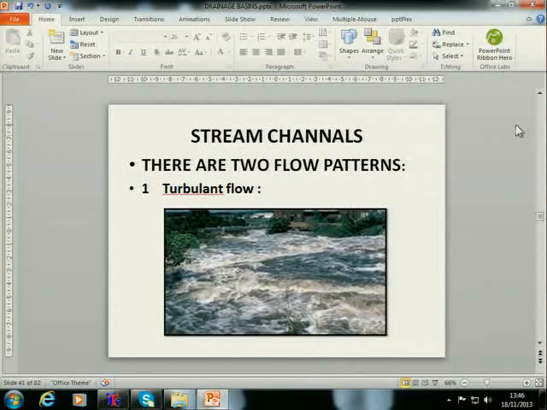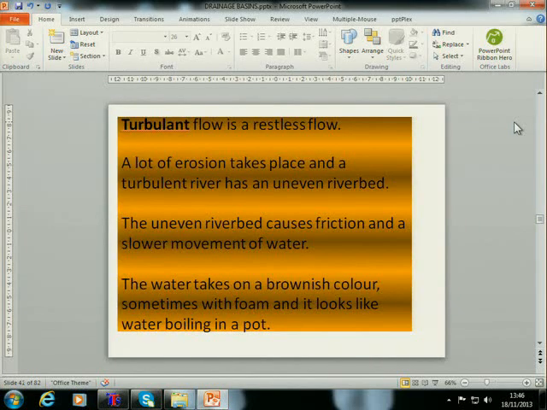If you look at that, you will see as the water moves along, it takes along everything that is on the sides, that is at the bottom of the river. So that's why we say it is a restless flow. A lot of erosion, and the turbulent river has an uneven riverbed. Now remember, the riverbed is the bottom part of the river. That is the part where the water meets the ground. The riverbed is where the groundwater infiltrates or is filled into the river.